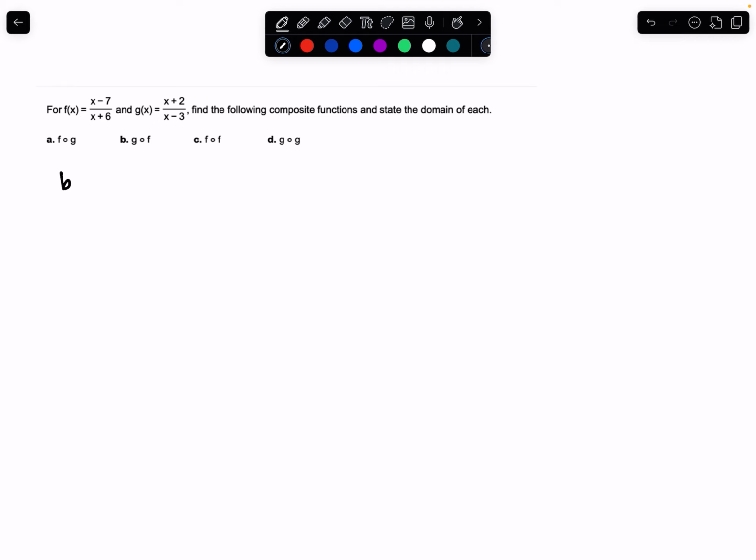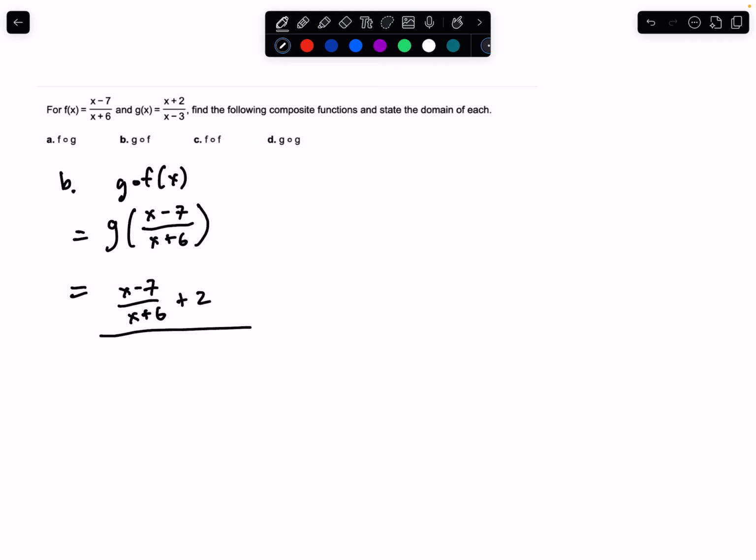Okay, so g of f of x. So this is g of f of x. F of x is just x minus 7 over x plus 6. Now we're going to apply g. So g takes this whole thing, inputs it for the x there. So that's going to be equal to x minus 7 over x plus 6 plus 2. And on the bottom, x minus 7 over x plus 6 minus 3, because that's what g does.